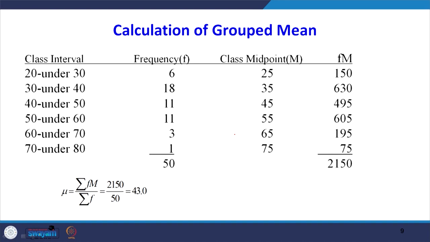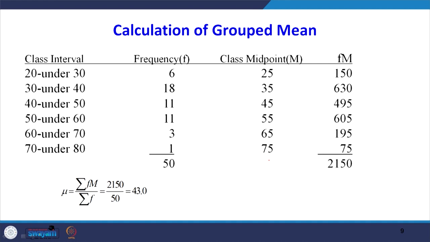Suppose the data is in this grouped format, how do we find the mean? First you have to find the class midpoint. For 20 to 30, that is the class interval, the midpoint is 25. For 30 to 40, the class midpoint, that is the middle value, is 35. Like this 45, 55, 65, 75.